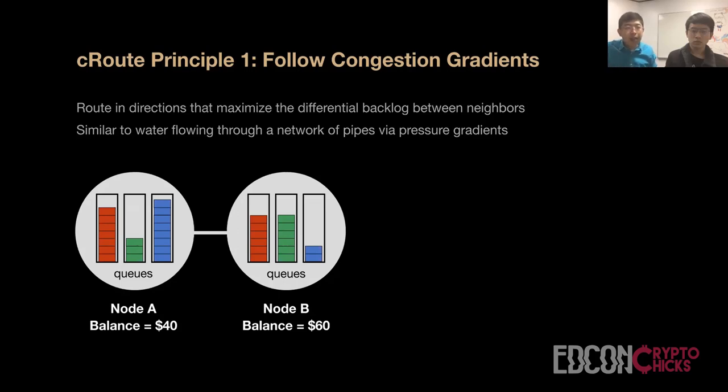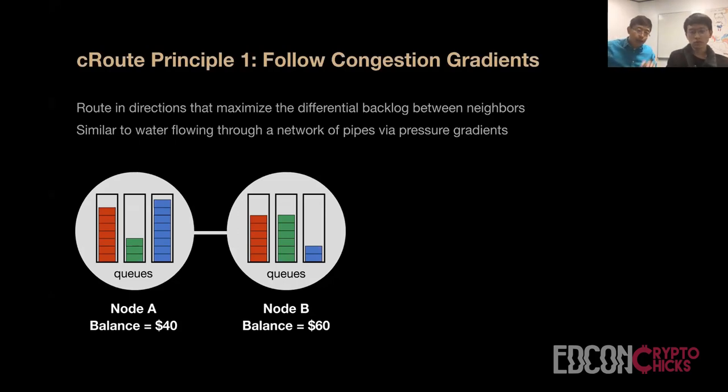So we proposed a new principle of payment network routing: you have to route in the direction that maximizes the differential backlog between neighbors. That is a very abstract way to say this, but you can imagine that we are trying to make your payment flow like water flowing downhill. We're not only counting the number of hops in terms of the shortest path, but we are also counting how imbalanced a particular channel is when we're trying to relay payment through that link.